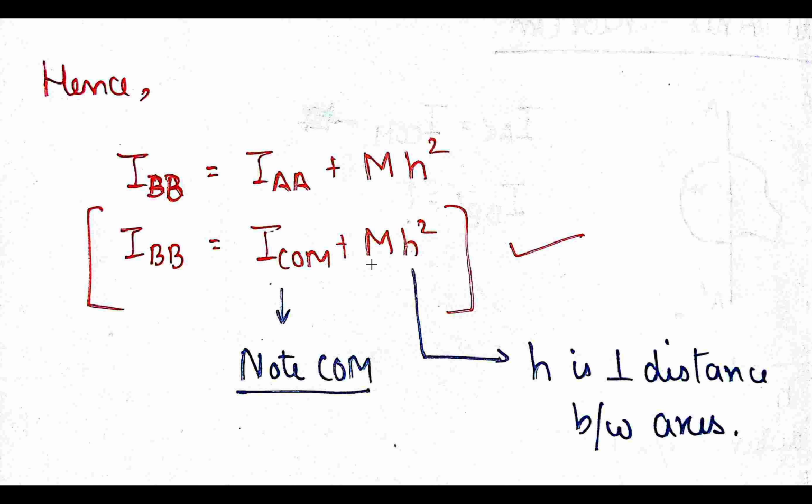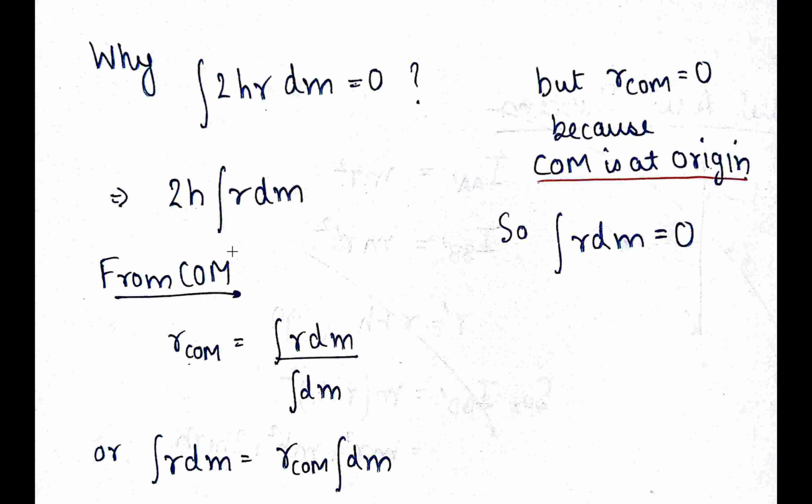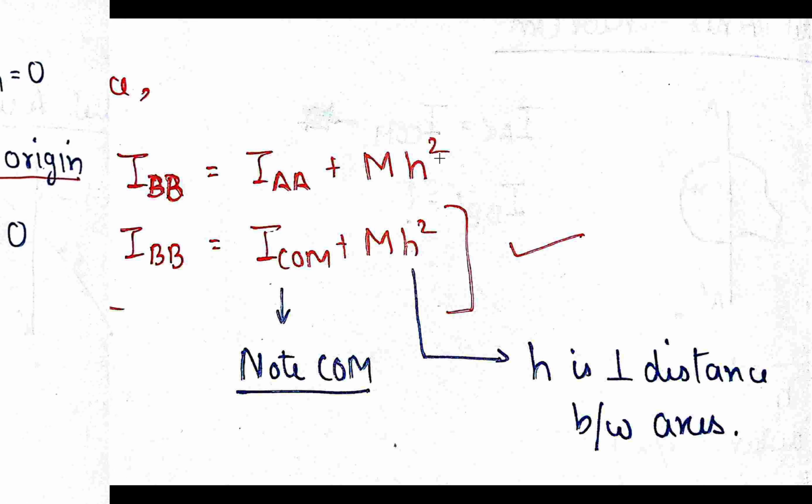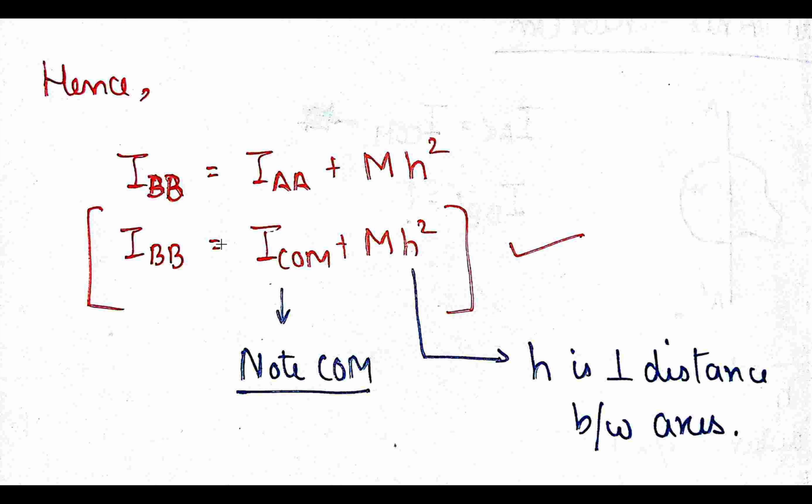Okay, this m is the mass of the body, h is the distance between the two axes. Remember this thing, that this is the perpendicular distance between the two axes. And this is the moment of inertia about the center of mass. So this is a generalized theorem, remember this result, and also remember how we have got this equation.